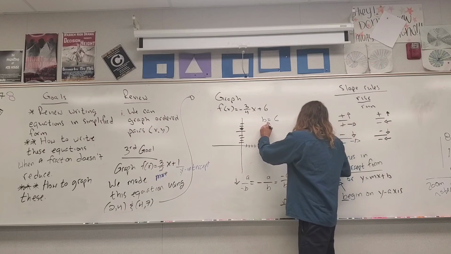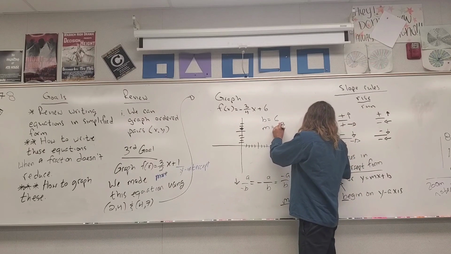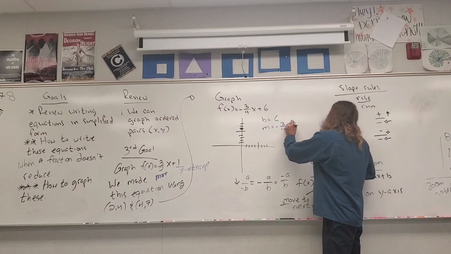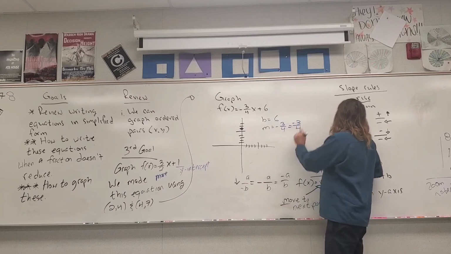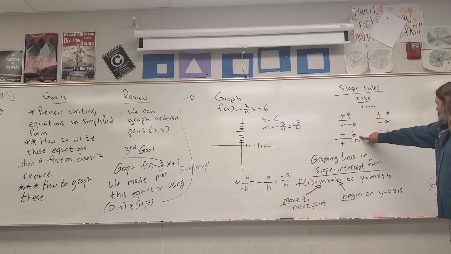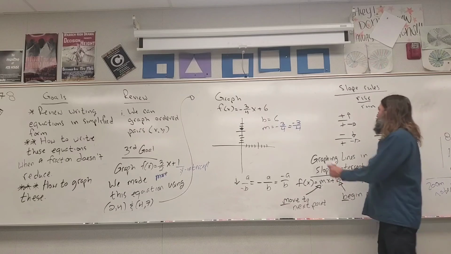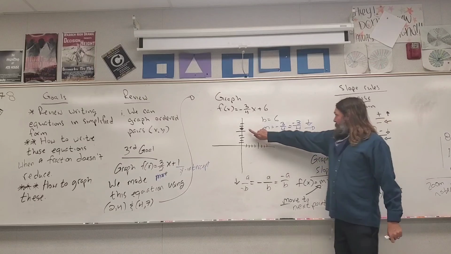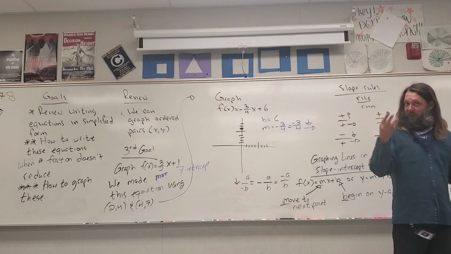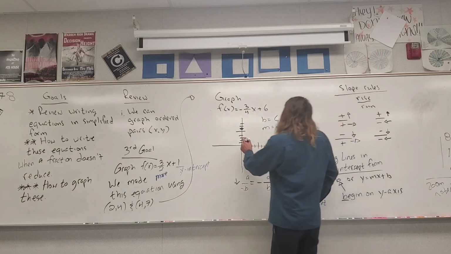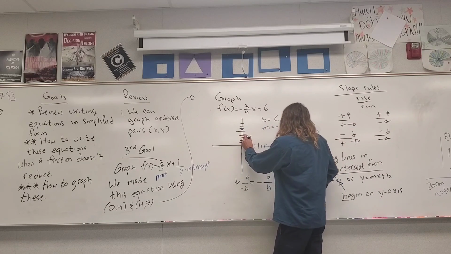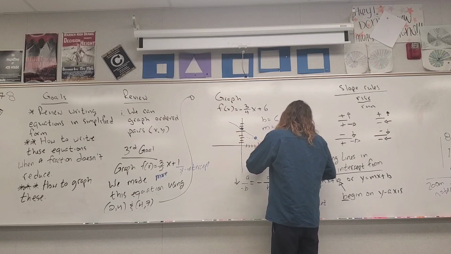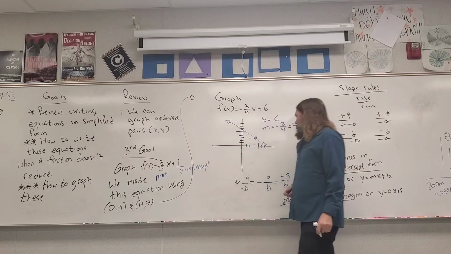And m is negative 3 over 4. I'm going to put the negative up top. So this is telling me I have a negative over a positive. So I'm going to move down 3 and I'm going to move right 4 from this point, and then I'll find my next point. I connect the dots and I've graphed my line. So I'm going to go 1, 2, 3, 1, 2, 3, 4. Put my new dot, connect the lines, and I've graphed my line.